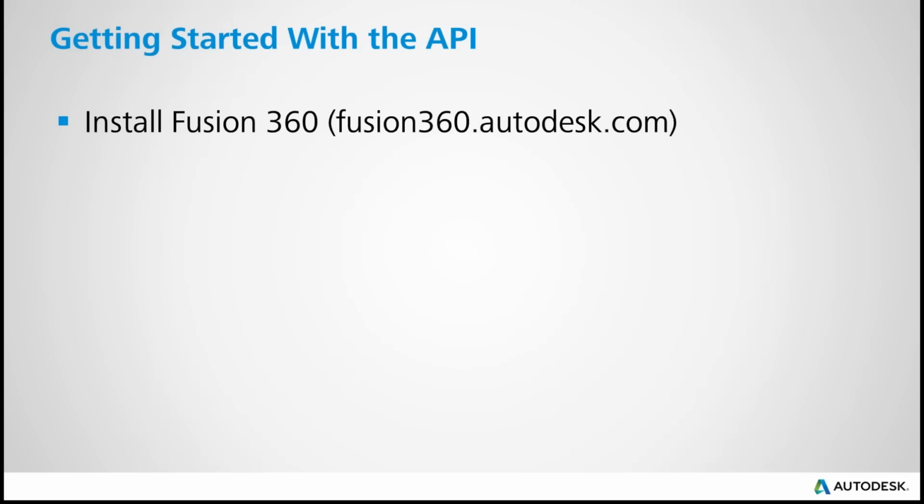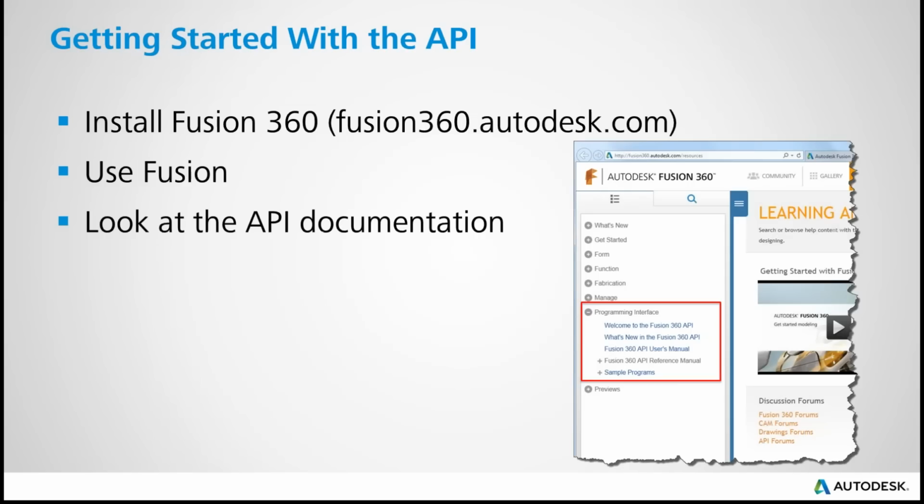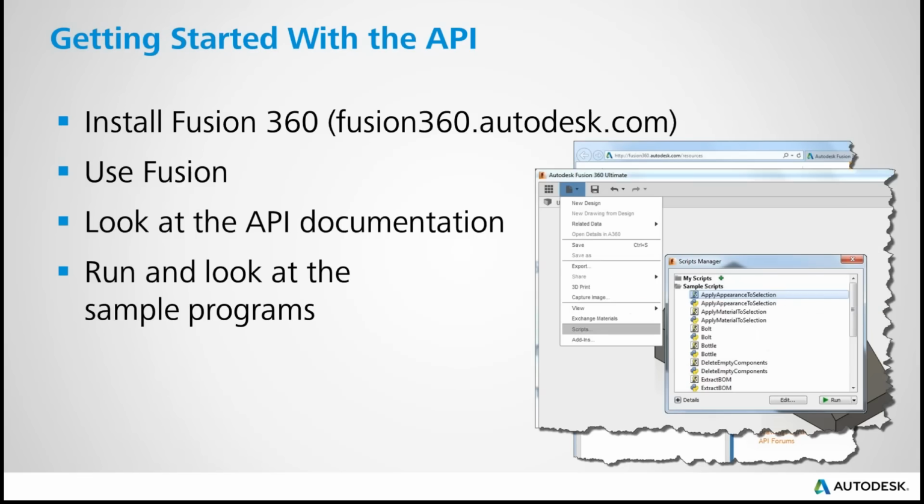All right, so getting started, the first thing you want to do is install Fusion and start to play with it. Not with the API yet, just with Fusion itself. Get a feel for what it does and how it works, and then start looking at the API documentation that I just described, probably the user's manual section, just an overview of getting started. And then start looking at the sample programs.